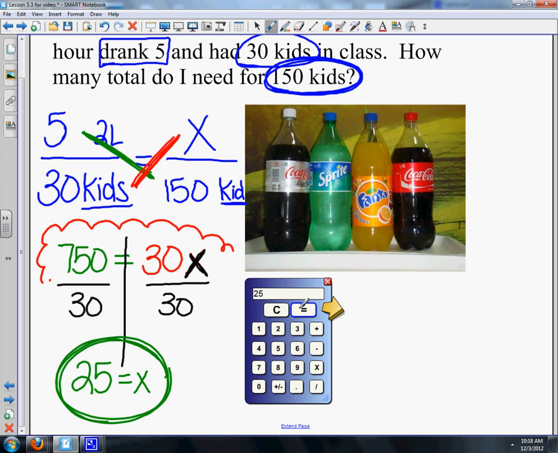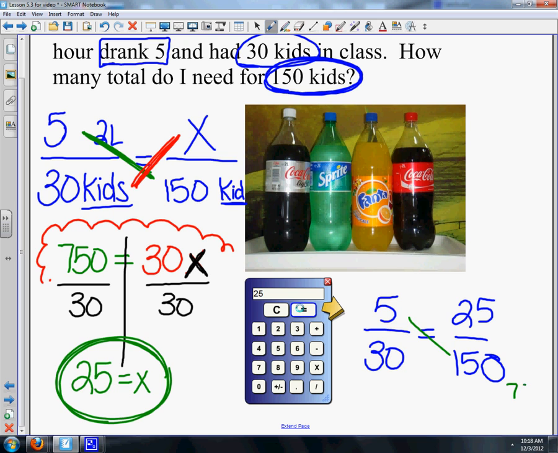Now, if you want to check it, here's how you check it. Rewrite your proportion. 5 over 30, does that equal 25 over 150? So you check it just like I showed you at the beginning of this video. You cross multiply, and that equals 750. And I cross multiply 25 times 30, and that equals 750. So I know for a fact that my answer is correct.